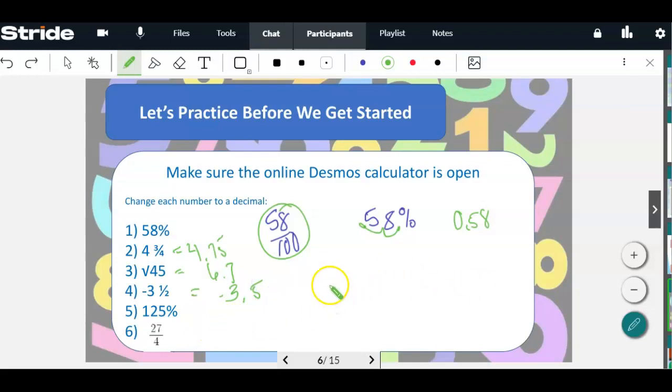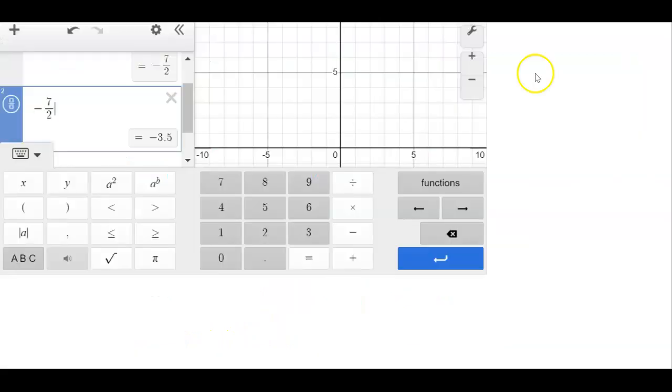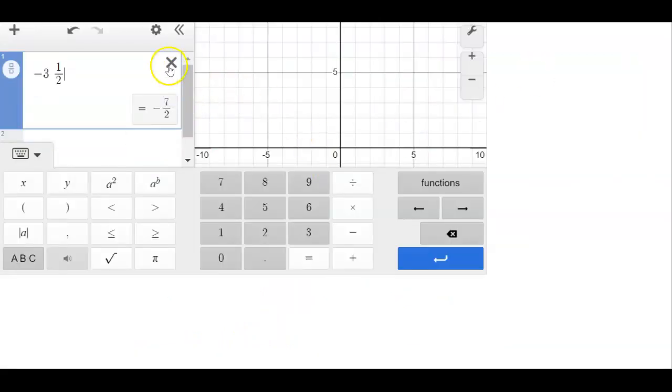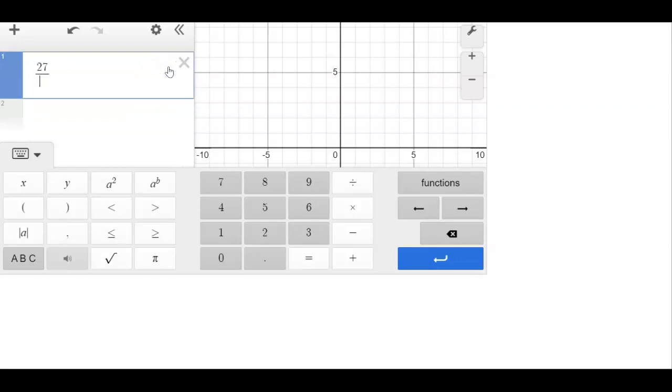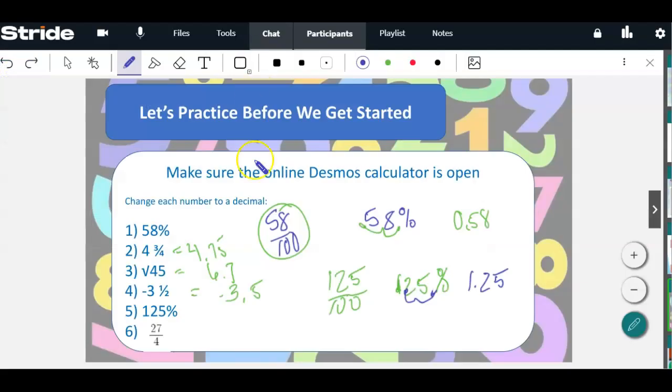All right, so let's look at that 125%. Remember, percent means per 100, over 100. So divide 125 by 100, or just simply move that decimal point over like we did at the first one. But you only go 2 places because it's dividing by 100, 1.25. And then we have 27 over 4. We know how to do this. We're just going to put that in as a fraction on the Desmos calculator. We get 6.75.